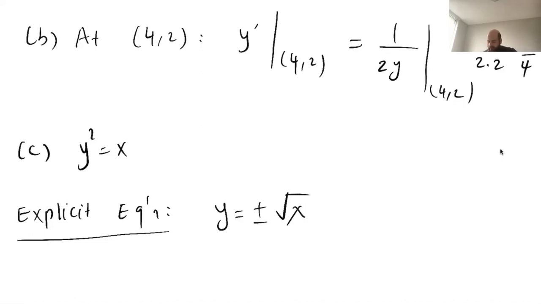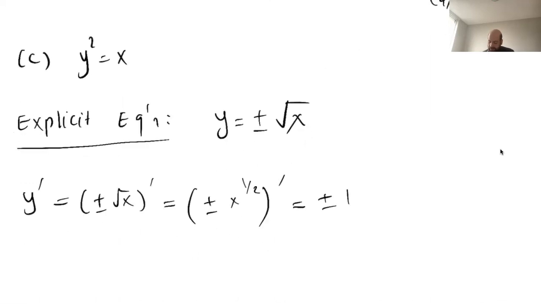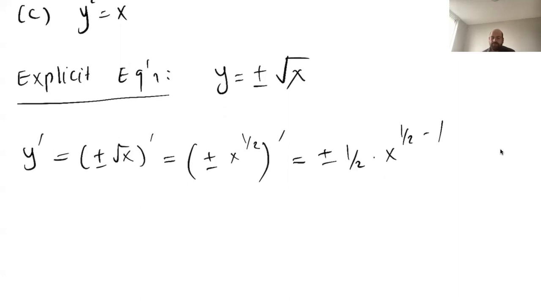And therefore, what is y prime? For y prime, we can use the derivative rules. So the derivative of plus minus root x means the derivative of plus minus x to power 1/2, since root x means x to power 1/2. And then it's going to be plus minus 1/2 x to power 1/2 minus 1, right? The derivative of x to power m is m x to power m minus 1. So x to power 1/2 has derivative 1/2 x to power 1/2 minus 1, which is plus minus 1/2 x to power minus 1/2. That's plus minus 1 over 2 root x.